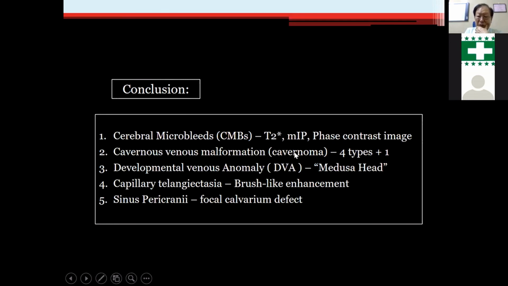Now, cavernous malformation, usually we call cavernoma. Usually there is the Zabramski classification with four types, but a new addition is a fifth, bleeding above the extralesional or intralesional hematoma. Then we talked about the medusa head, which is the developmental venous anomaly. We call it venous angioma. Next, capillary telangiectasia. You see it only after you give injection, you might see a brush-like or speckled enhancement. Now, sinus pericranii, you see the bony defect, and you see the vein outside and inside the skull defect. So this is my conclusion there.